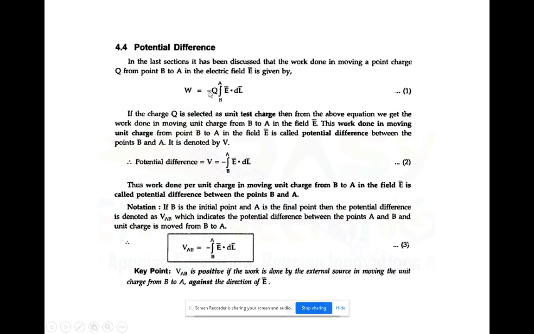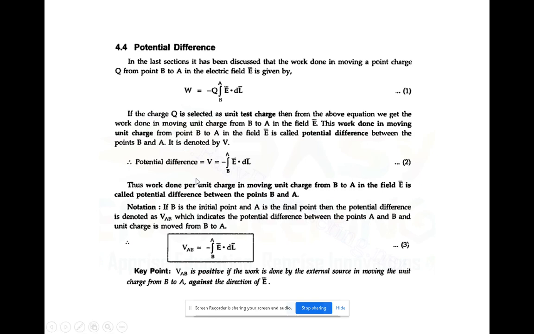Now we are going to select the charge Q as a unit test charge. The work done in moving a unit charge from point B to A in the electric field is said to be the potential difference between the points B and A. So when a charge moves from one point to another, instead of calling it work done, we can find the potential between the two points A and B. Where it starts and where it ends, we can find the potential difference, the voltage difference.